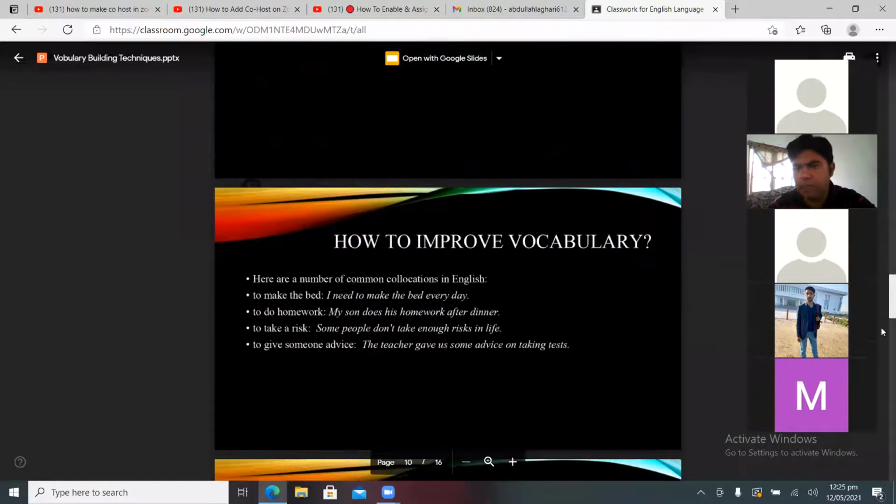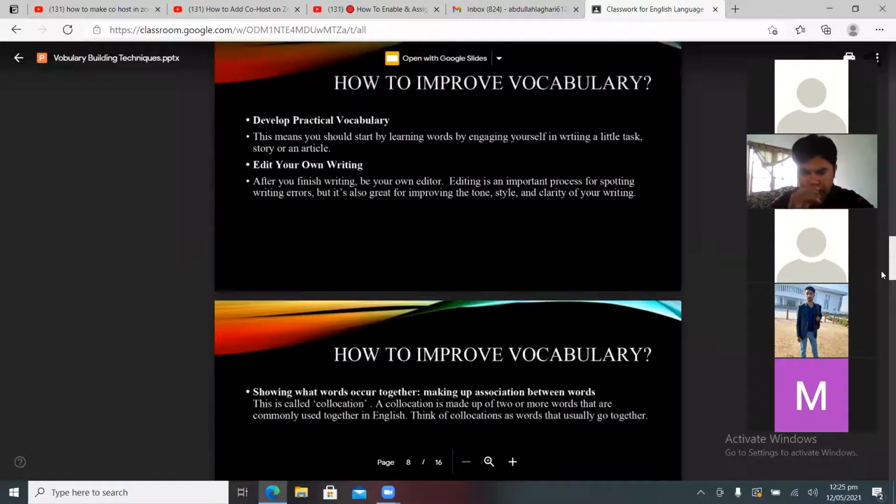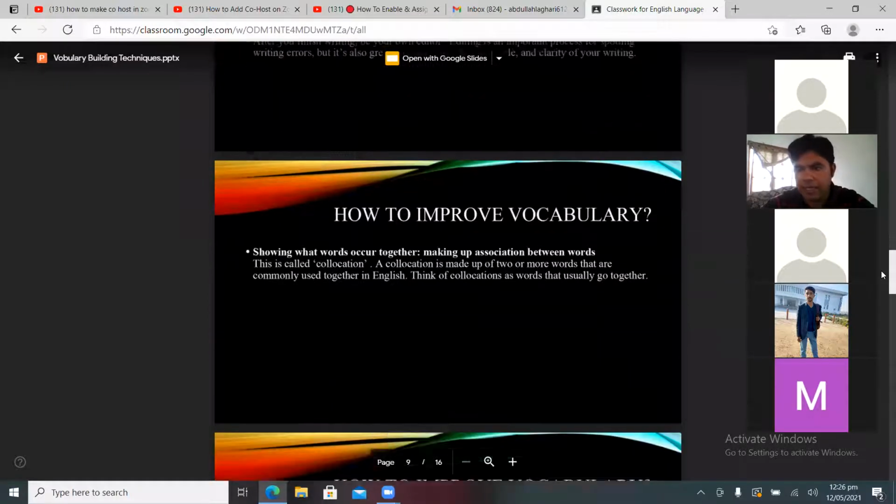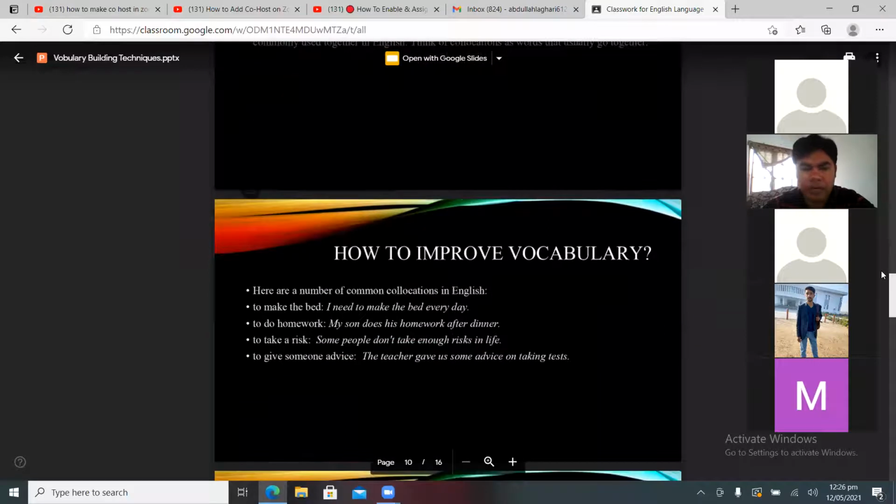In other words, we call it collocation, making up association between words. A collocation is made up of two or more words that are commonly used together in English. Think of collocations as words that usually go together. For example, I'm just giving an example, right?